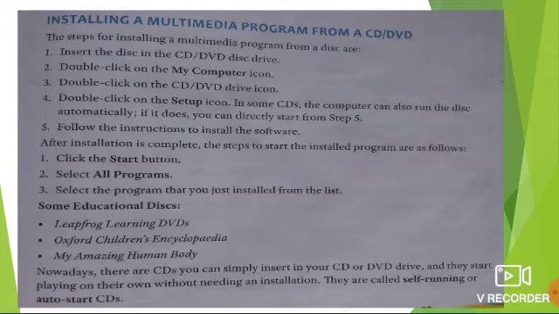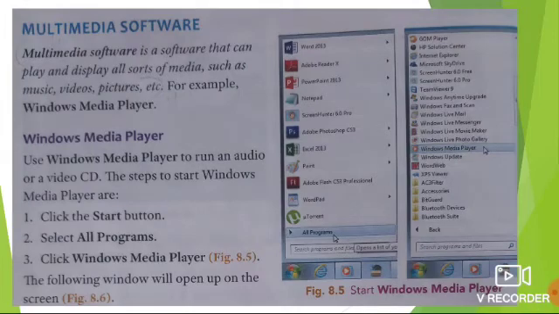Next comes multimedia software. So children, multimedia software is the software where you can play and display all sorts of media such as music, videos, pictures, etc. An example is Windows Media Player. For that you have to click on all programs. When you click on all programs, you get the list of programs that are there in your computer. So click on Windows Media Player. So what does this do? It is used to run an audio or a video CD.